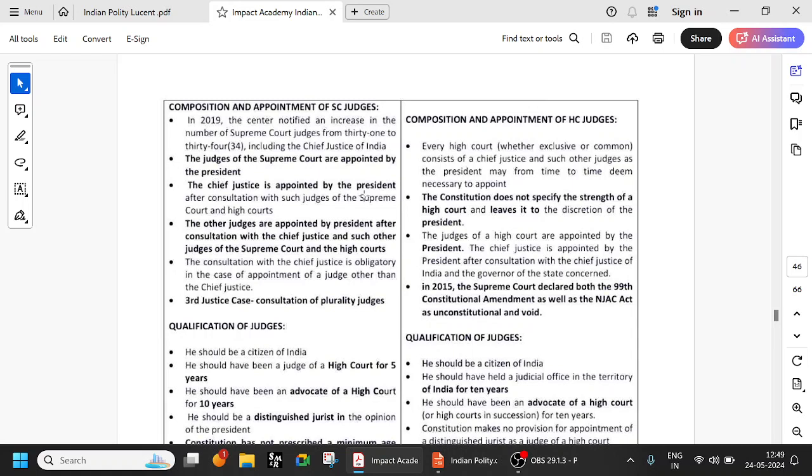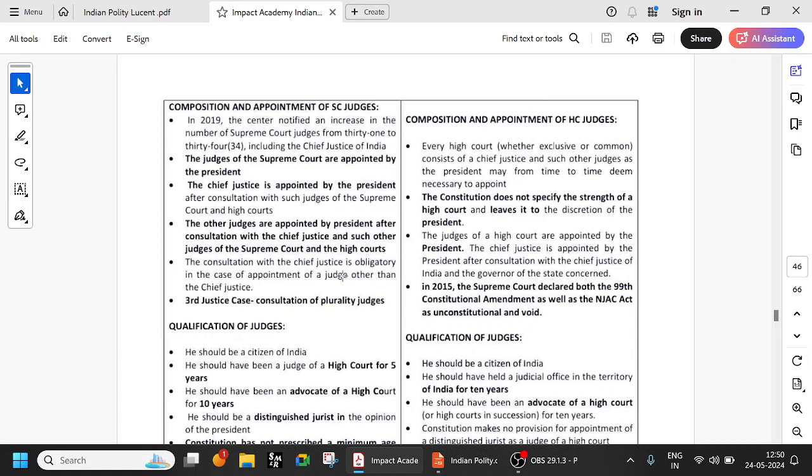The Chief Justice is appointed by the President after consultation with such judges of the Supreme Court and High Courts. The other judges are appointed by the President after consultation with the Chief Justice of India, and such other judges of the Supreme Court and High Courts. We are talking about the Supreme Court here.